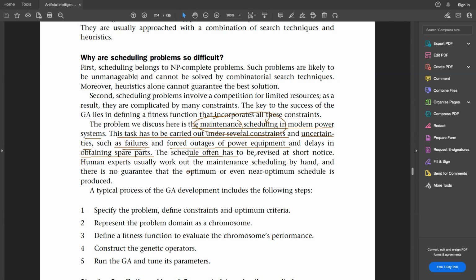The schedule also has to be revised on short notice. And although human experts do things by hand, there's no guarantee that they come up with optimum or near optimum schedules. So these are the challenges with maintenance scheduling, but genetic algorithms have found quite a lot of success with them.